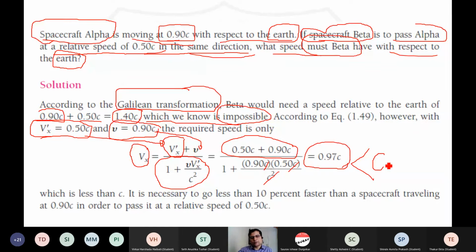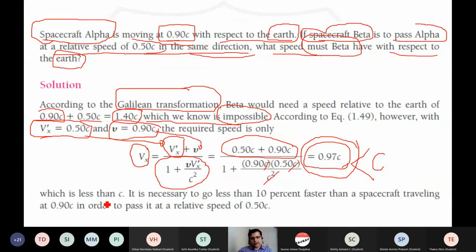The correct value you can now calculate is that Beta, moving with respect to the stationary Earth, or as seen by the observer on the Earth, has a speed of 0.97 c, which is the correct one.